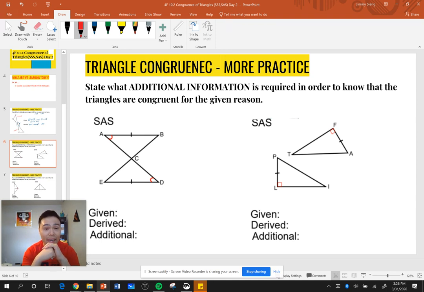So for side angle side, I need to have first a side, then it connects to an angle, then it connects to another side, right? So let me go ahead and label these. This is triangle CAB, and then this one is going to be triangle CED, right? Well, what's given to me?